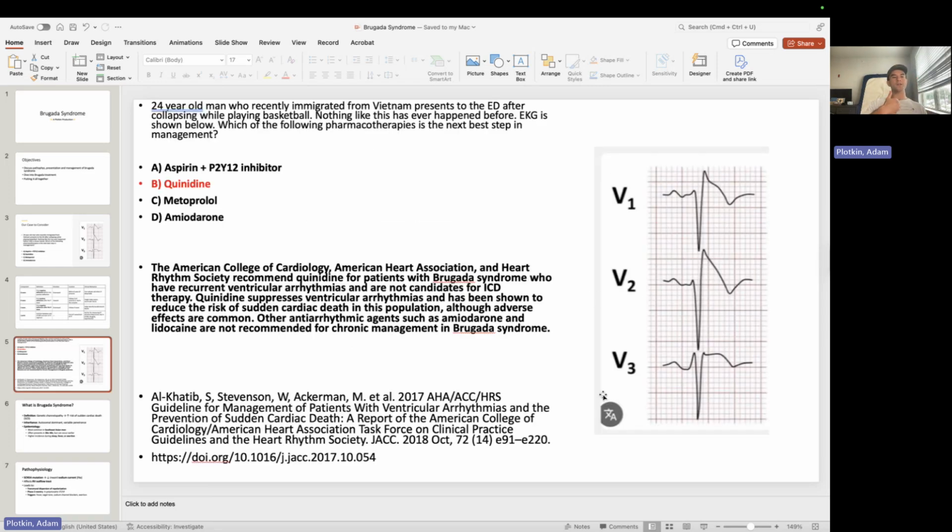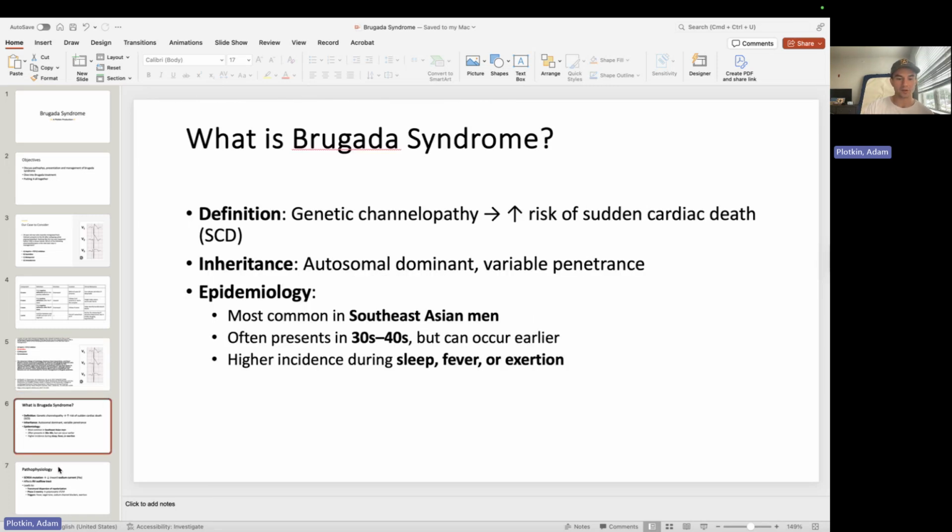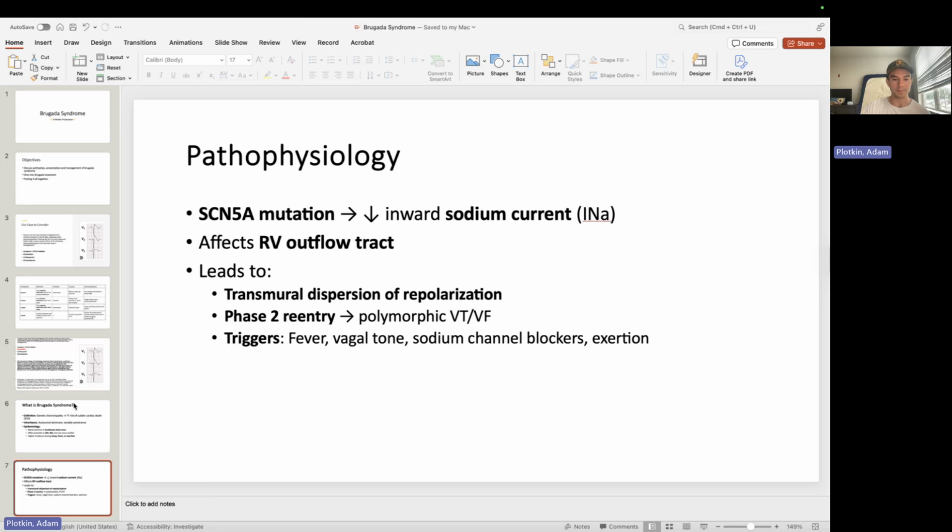And where are leads V1, V2, and V3 on my EKG? They're looking at the anterior and septal part of my chest, of the anterior and septal part of my heart, right? And what makes up the vast majority of the anterior and septal part of my heart is my right ventricle. That's why this should start making sense to you. Oh, I need to look at V1, V2, V3 if I'm thinking about Brugada syndrome, because it classically impacts the right ventricular outflow tract, okay?